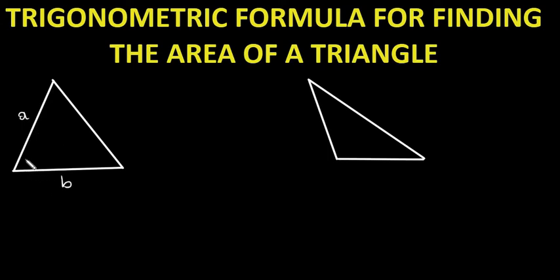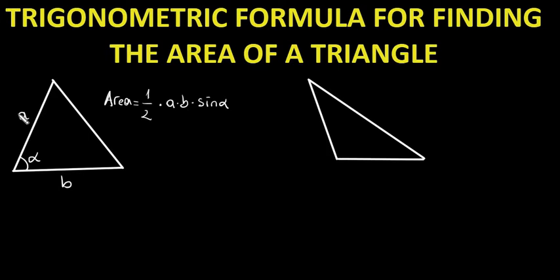As you see in this triangle, let's say that the length of this side is A and the length of this side is B, and let's say that this angle is alpha. If we know the length of two sides and the measure of the included angle, meaning the angle in between the two sides, for example here alpha is the included angle for these two sides A and B, then the area of this triangle is going to be 1 over 2 times A times B times sine of alpha.